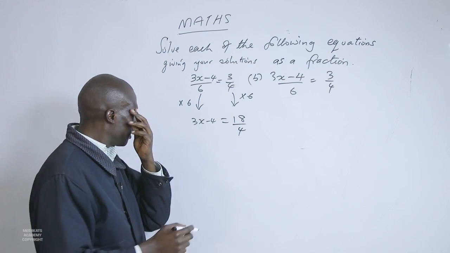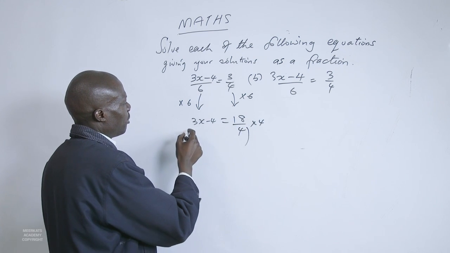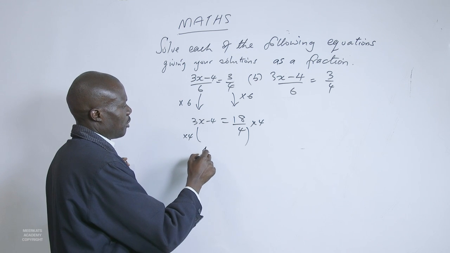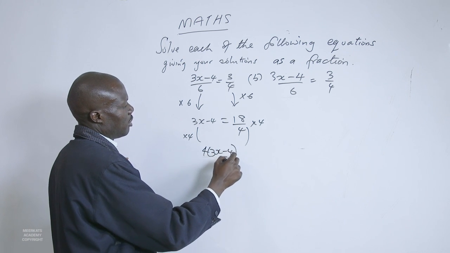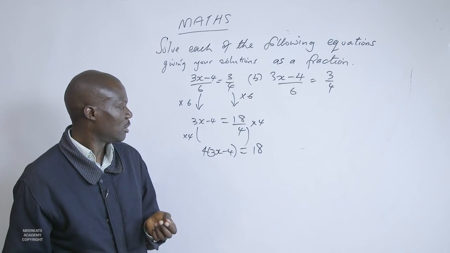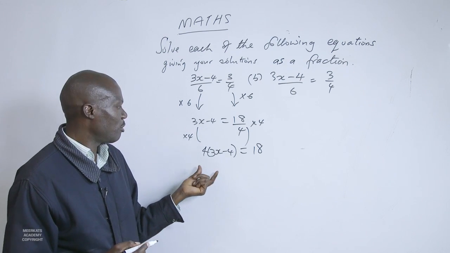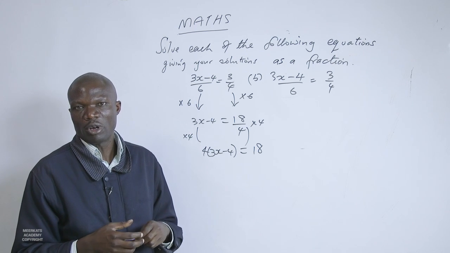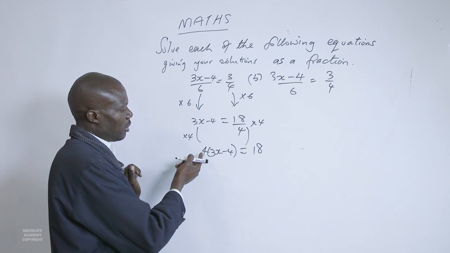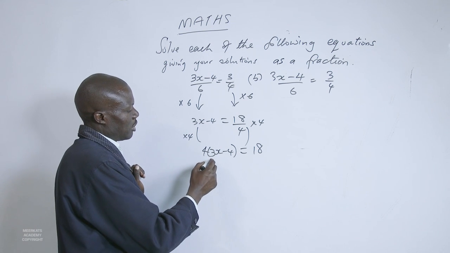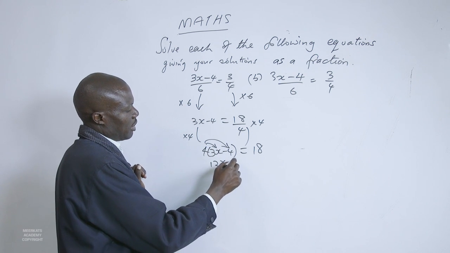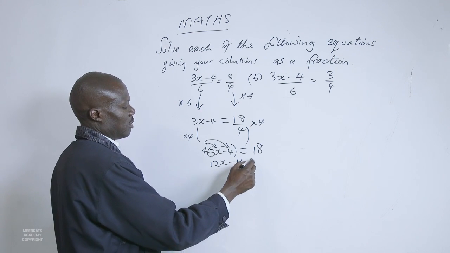Because we still have a 4 here, we again multiply here by 4 and here by 4. When you multiply by 4, you have 4 into (3x - 4) equals, now the 4 can be eliminated, and we remain with 18. So here we have our expression in bracket form. We need to expand using the distributive law. So 4 times 3x gives us 12x, and 4 times 4 gives 16, so we have 12x - 16 = 18.